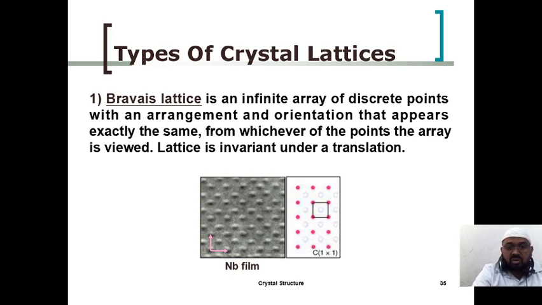Now again we have an in-depth study of the Bravais lattices. We took the example of a niobium film in the last class, where we showed this arrangement. See this particular image which I have taken. This is the hexagonal arrangement. We can see this is the orientation of an infinite array of discrete points. We call that a Bravais lattice. And when I join these points, how does the crystal lattice look two-dimensionally? It is in this particular format.